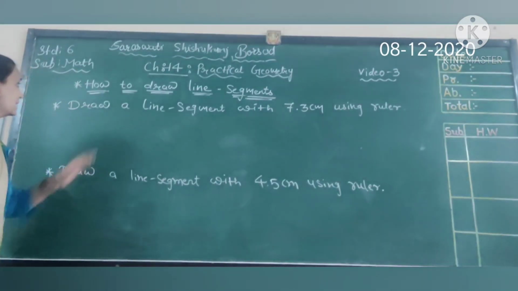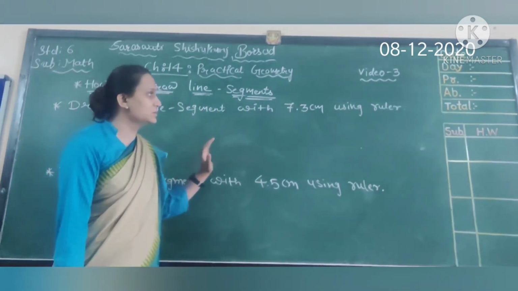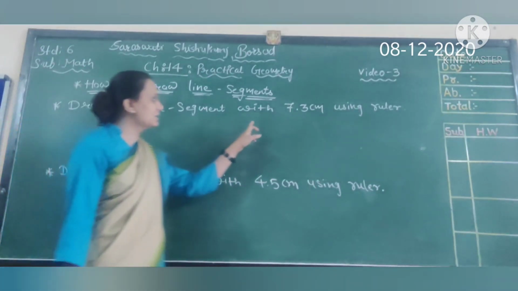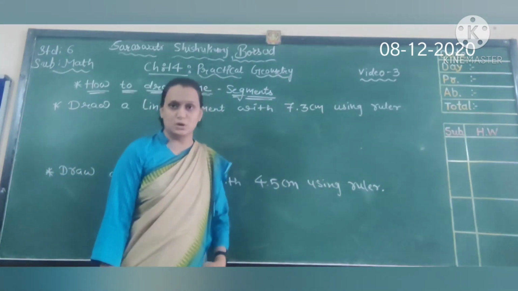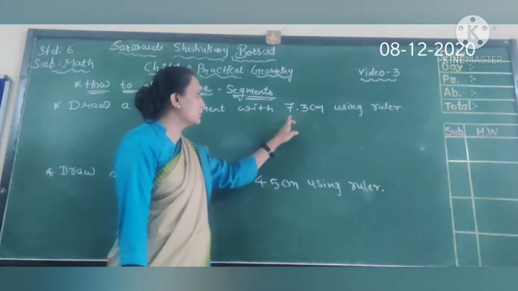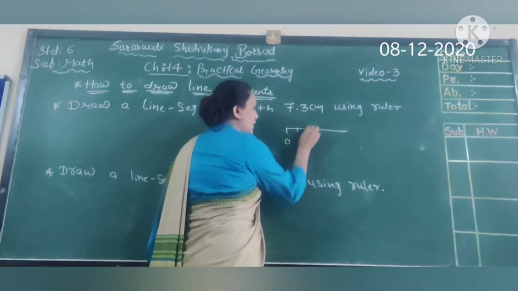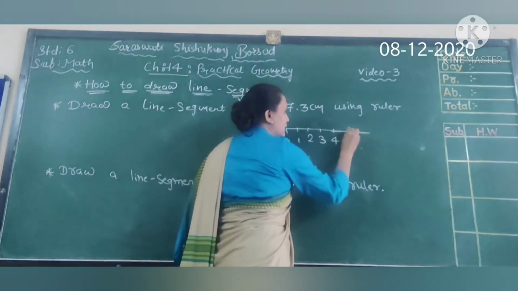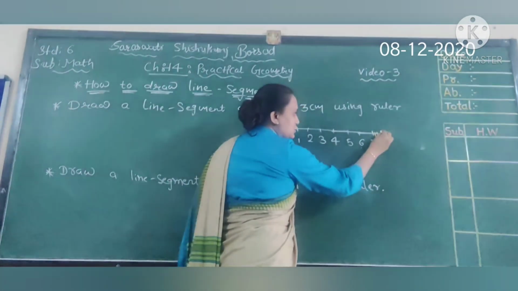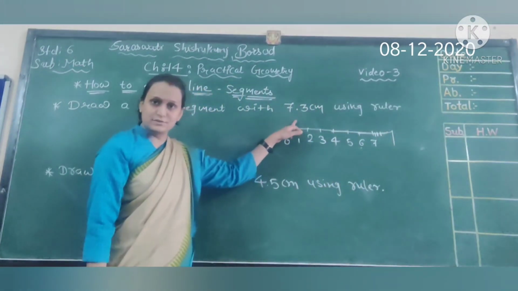Here our next topic is how to draw line segments. Okay? With the given different measurements, how we can use a ruler to draw a line segment. So here our question is: draw a line segment of 7.3 cm using a ruler. That means with the help of a scale, you have to draw a line segment with the given measurement 7.3 cm. 7.3 means 0, 1, 2, 3, 4, 5, 6 and this is 7. Okay. So this is 7.1, 7.2 and 7.3. So this much you have to measure to draw 7.3 cm.